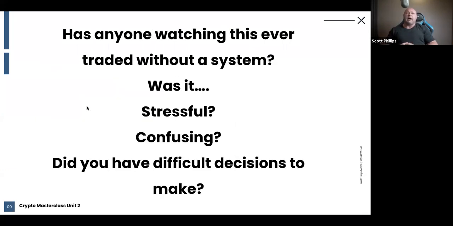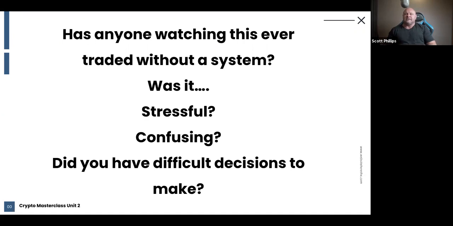For those who are here watching, have you tried trading crypto without a system? Was it confusing, stressful, difficult to make the decisions? Did you experience regret? Just throw it in the chat. If you found it easy to trade crypto discretionary, throw that in the chat too. Simon Spall: yes, yes, and yes. David: horribly taxing. Stu: yes, it's stressful. Rich AI: oh, yes. Someone else: no, too scared to do it.